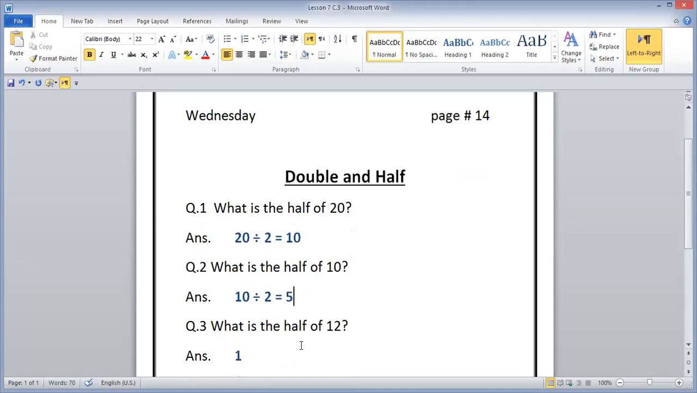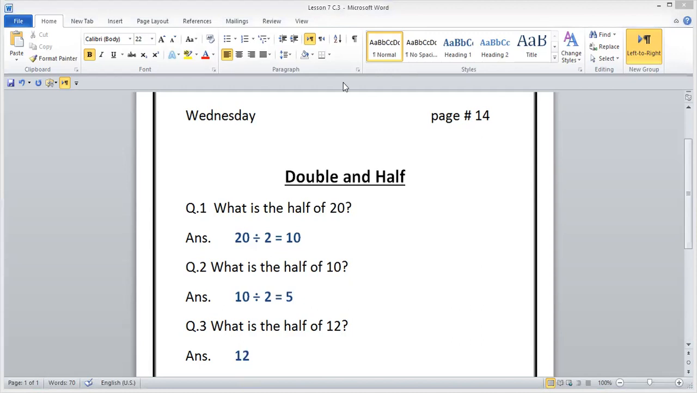Now, question number 3. What is the half of 12? What is the half of 12? Yes, guys, answer me in the chat box. What is the half of 12? You have to find out the half of 12. So divide 12 by 2.